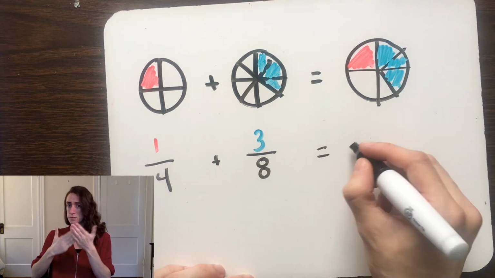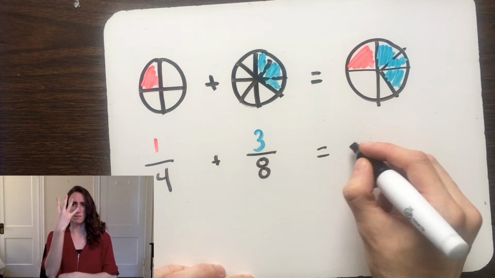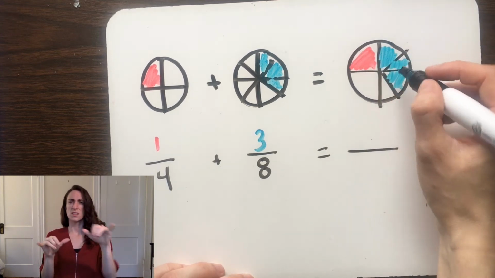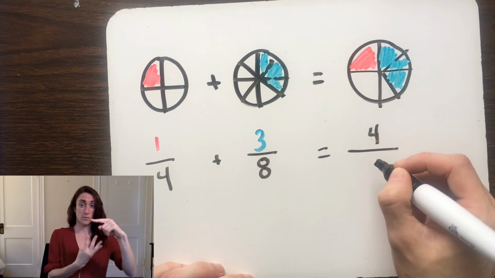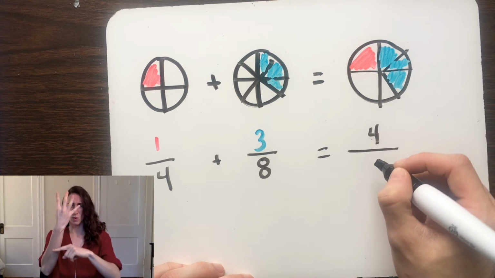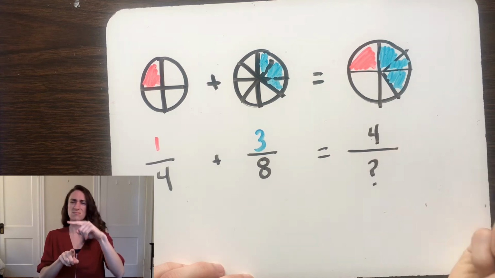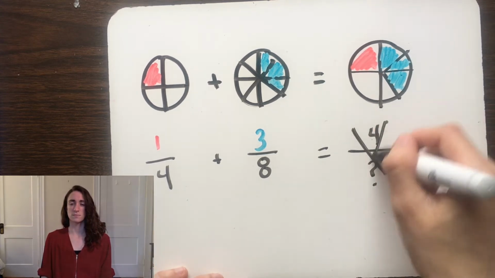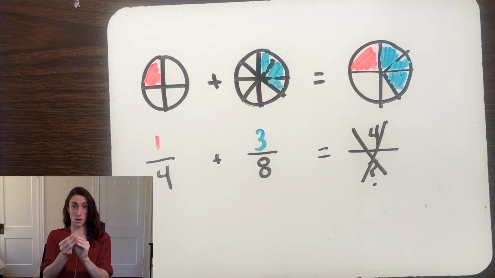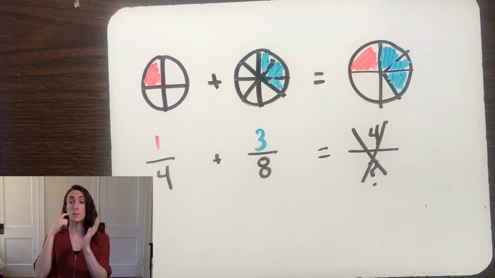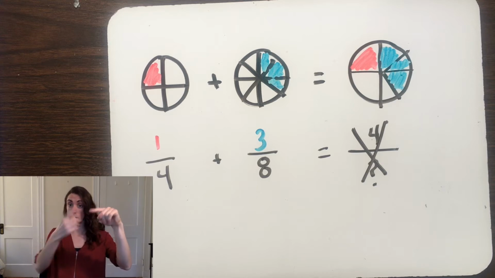Okay, so now what fraction would represent this last image? Remember, the numerator is how many pieces we have. So we've got a pink and 3 blues, that's 4. But the denominator is supposed to tell us the size of the piece, and that's not the same throughout this picture. We've got some fourths and some eighths, so we're kind of stuck. This doesn't really make sense. What we need to do here is before we add, we have to get these fractions to have the same denominator, to be talking about the same size piece.